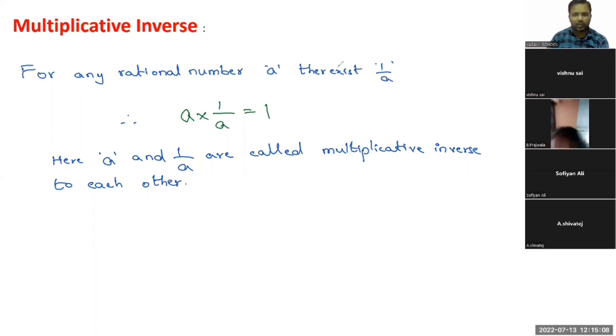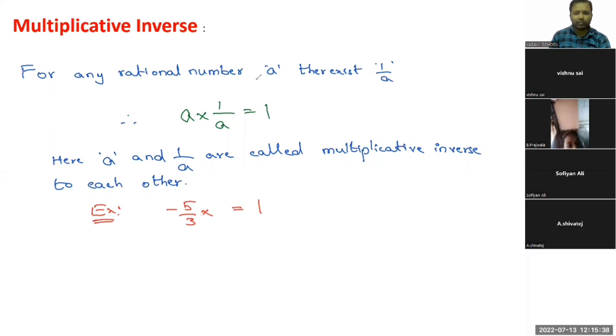Example, let me take an example of minus 5 by 3 this time. So what is the multiplicative inverse of minus 5 by 3? By multiplying with which number will we get the result 1? Anyone? Just write that answer in the chat box. If anyone knows the answer, just type it in the chat box.